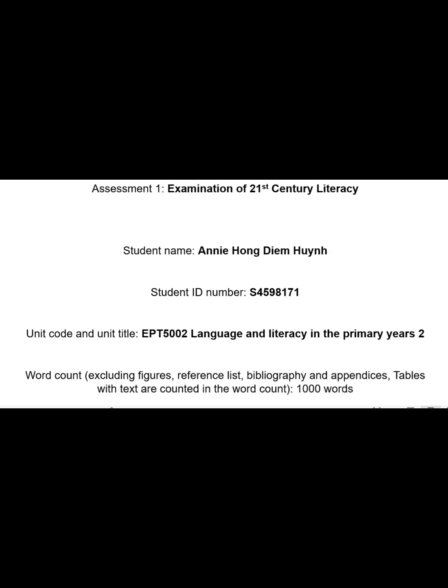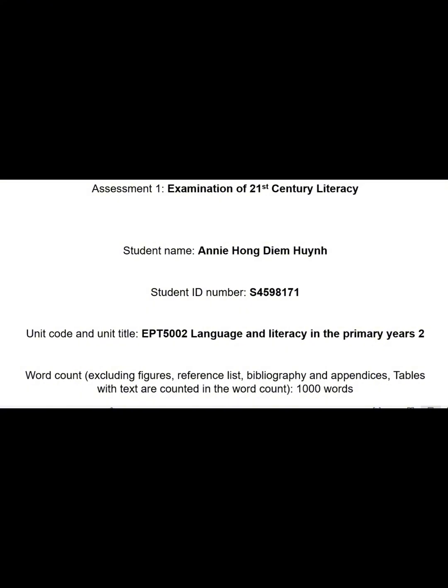I am doing a presentation on my assessment one, which is called Examination of 21st Century Literacy. This is for the unit title of EPT 5002, Language and Literacy in the Primary Years 2. This lesson helps students in Year 3 to read by inviting them to collaborate and interact in pairs.